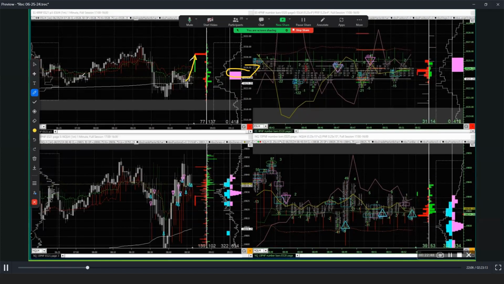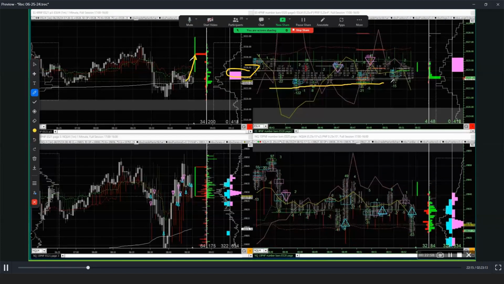Orders that want to get filled, not filled yet. And when there is an extreme of plus or minus 400 in ES, it's marked with a triangle. So let's go over some uses.